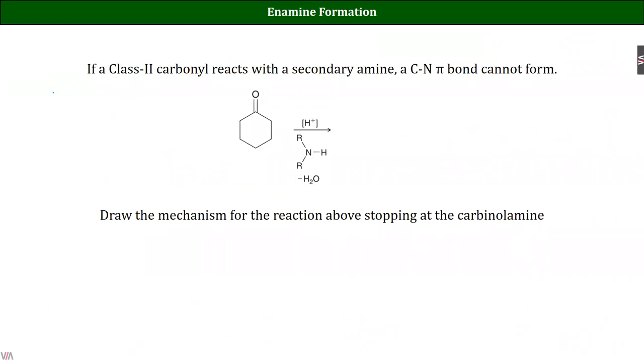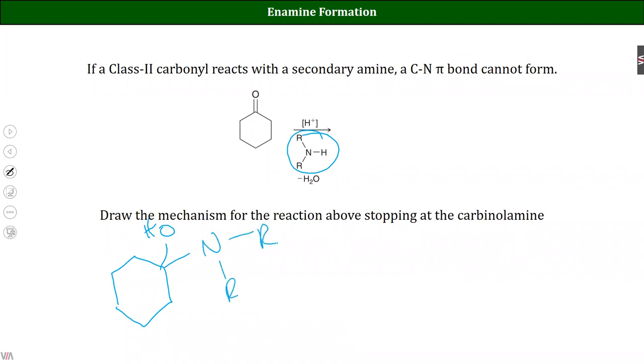If you try to do this reaction with a secondary amine, meaning you have two R groups attached to your nitrogen nucleophile, you still get to the carbinolamine the same way. So remember, the carbinolamine is the nitrogen equivalent of the hemiacetal. So if you stopped at the nitrogen hemiacetal version here, you would have OH, and you'd have your nitrogen attached, and your nitrogen has two R groups attached as well.